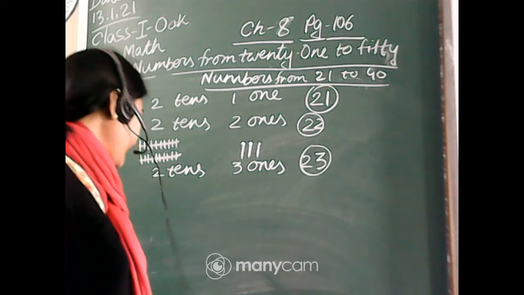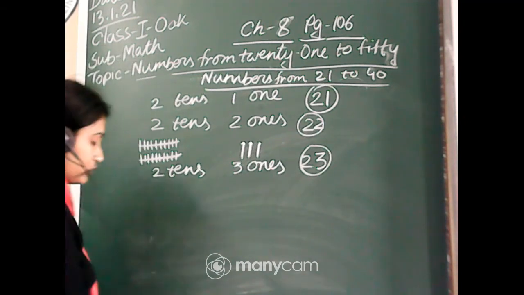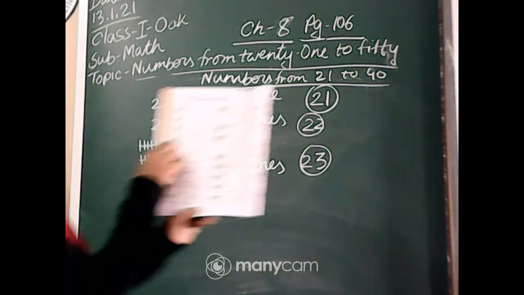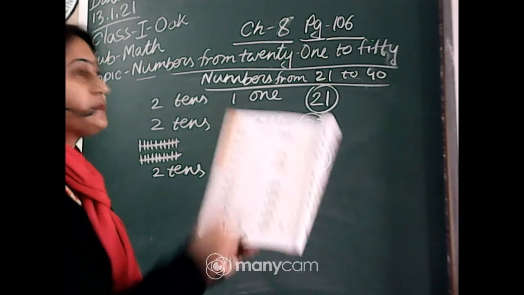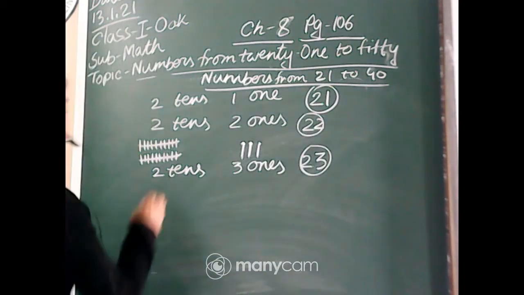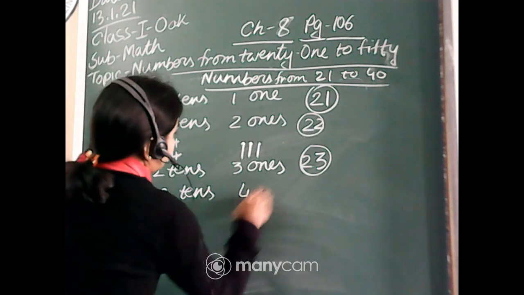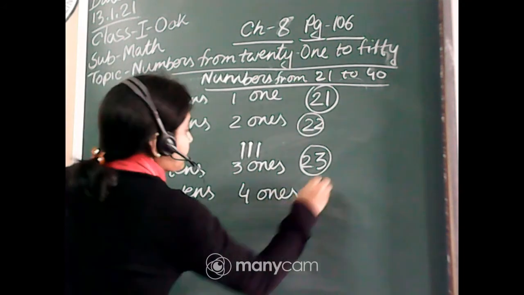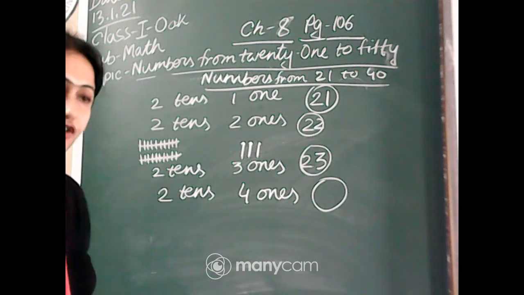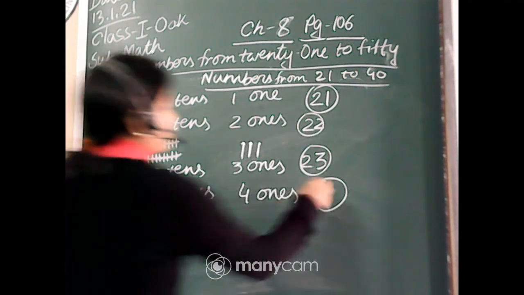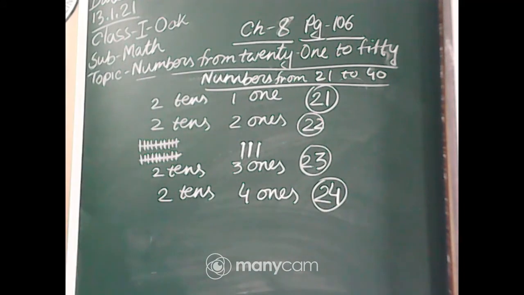Now next. 2 tens and 4 ones. 2 bundles of tens have been drawn, and the 4 ones also, but the number is missing. What is the number? 24. Yes, very good, beta, very good all of you. 2 tens and 4 ones, the number is 24.